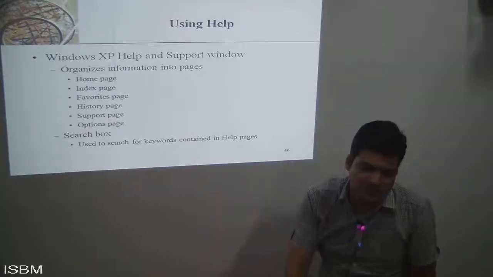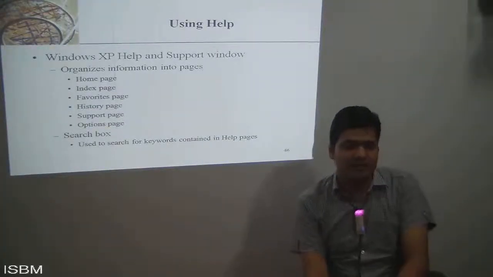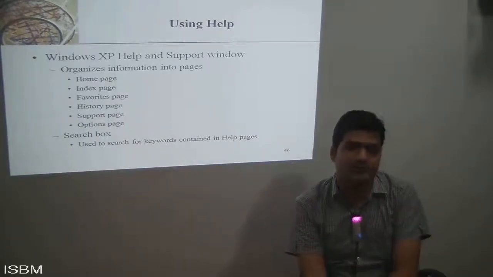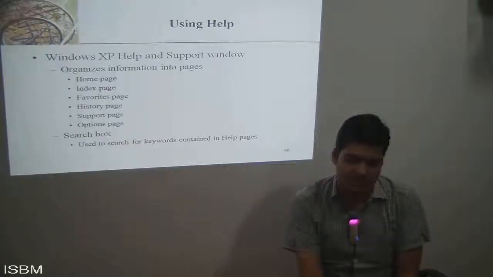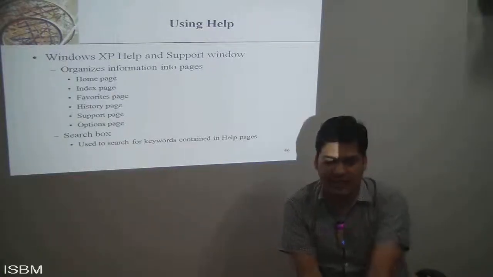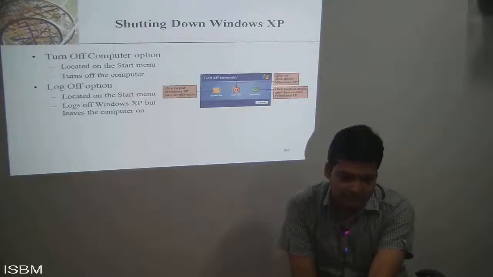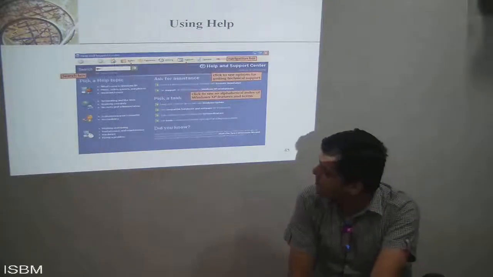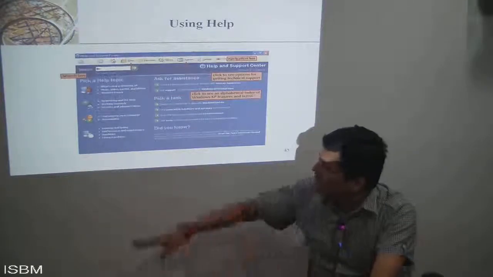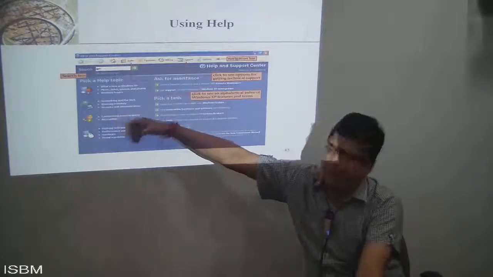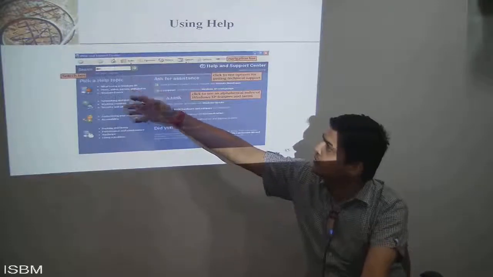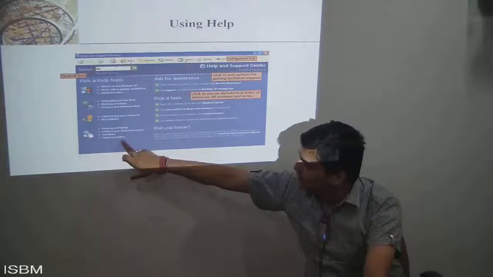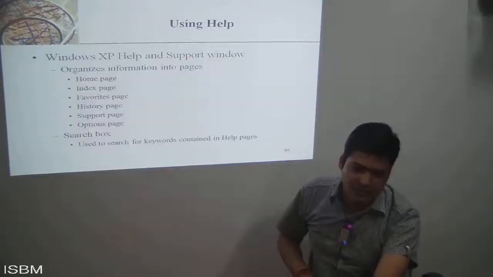Then the Windows XP Help and Support window organizes information into pages: home page, index, favorites, history page, support page, options page, and search box, which is used to search for keywords in a help page. These are all the information here. If you have time, go into the Help and Support Center and check each and everything. Pick a task. Did you know hardware? What is hardware? What is a printer factory? Each and everything you can find out.